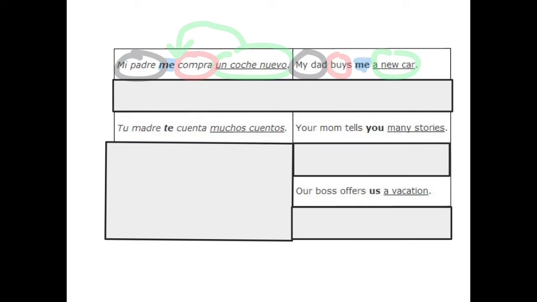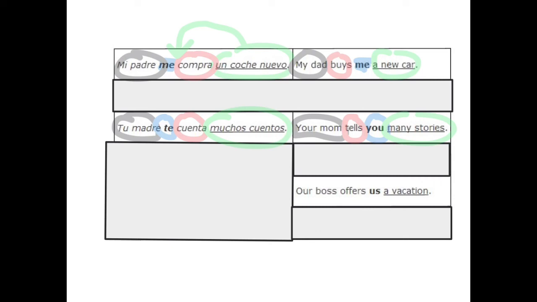So the second example is your mom tells you many stories, and the translation would be tu madre te cuenta muchos cuentos. And so in this case, the subject is your mom, tu madre. Te would be the indirect object, which stands for you. And then cuenta would be tells, which is the verb. And then muchos cuentos would be the direct object pronoun, but it's just left normal.